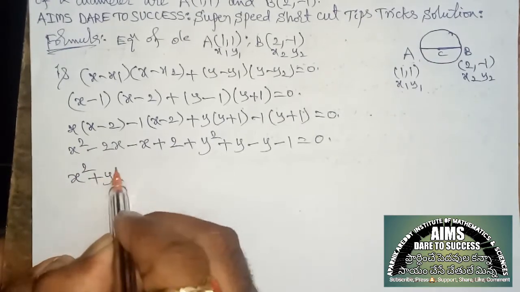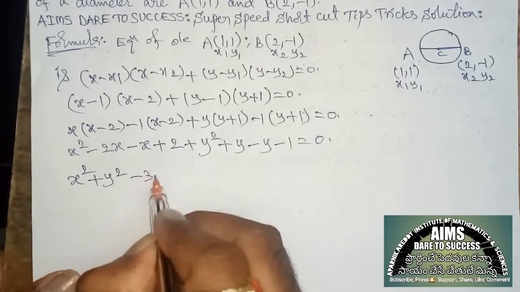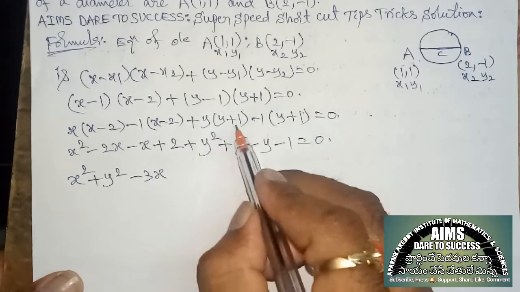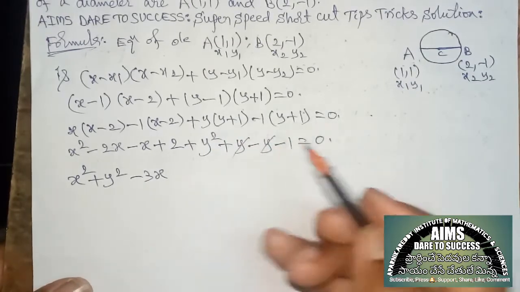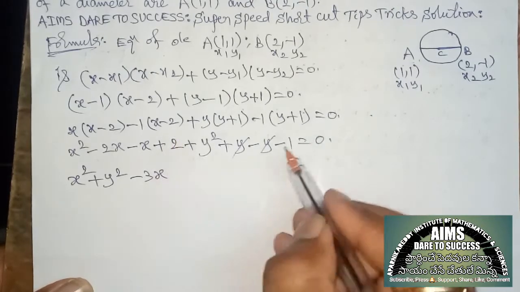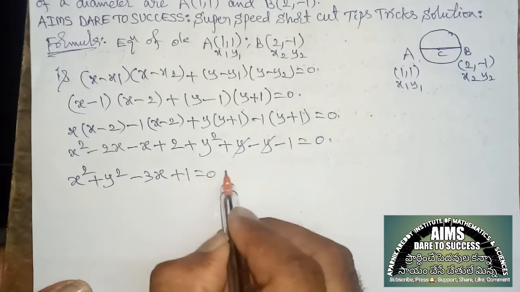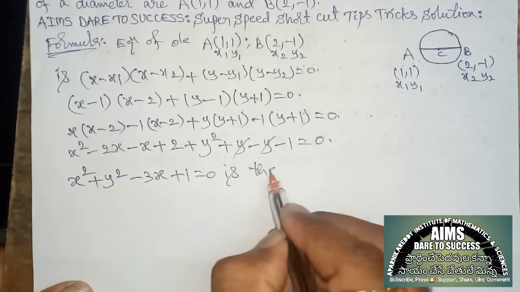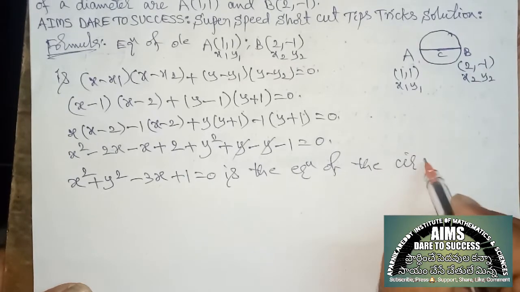Next, we can simplify: x square, then after that y square, minus 2x minus x is minus 3x. After that, plus y minus y get cancelled, there is no y value. Next, constant terms: 2 minus 1, so 2 minus 1 is plus 1. So x square plus y square minus 3x plus 1 is equal to 0 is the equation of the circle.